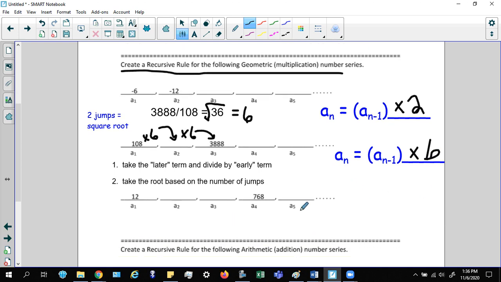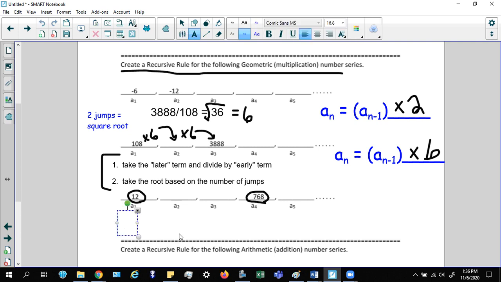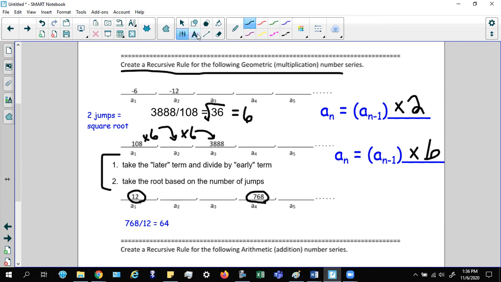Now, let's take a look at this one. Okay, so again, we're still using this formula or this relationship to do this one. All right, so notice the later term in the sequence is 768. That's the later term. This is the early term. All right, so step 1 says take my early term. So 768, I'm going to divide that by 12, and I bet you that's where my 64 came from. There it is, 64.